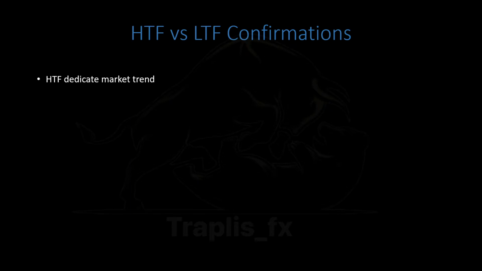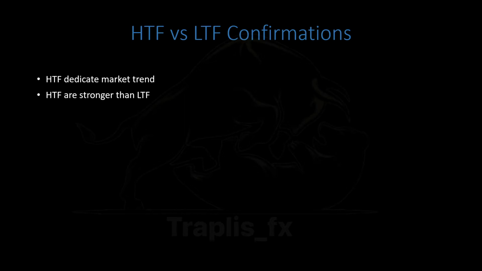So higher time frames dictate market trend. What that means is the daily candle dictates how the 4 hour should be. So if the daily is bullish, that means the 4 hour, the 1 hour, the 30-minute and the 15-minute time frame should be bullish as well. Yes, there are going to be retracements, it's normal, but they should close in bullish trends. They should not close in bearish. So that's what the higher time frame dictating market trend means.